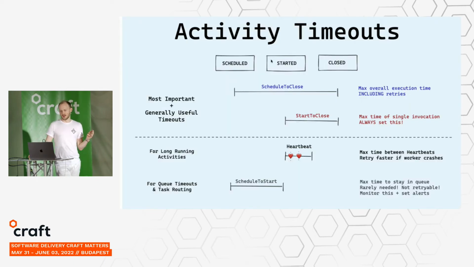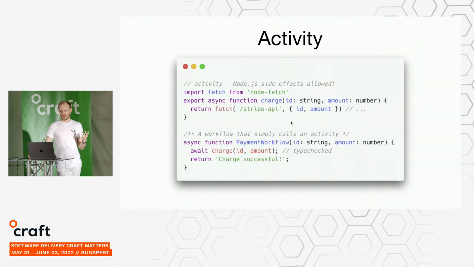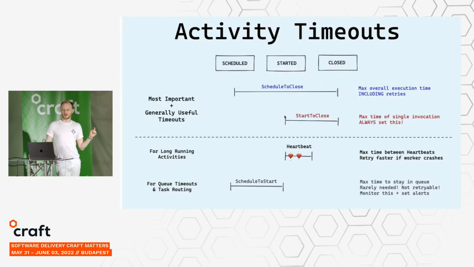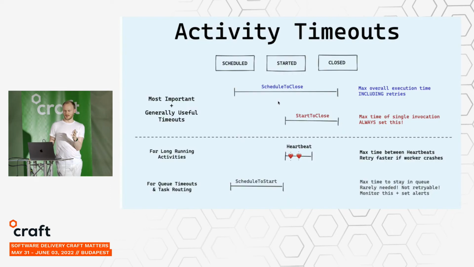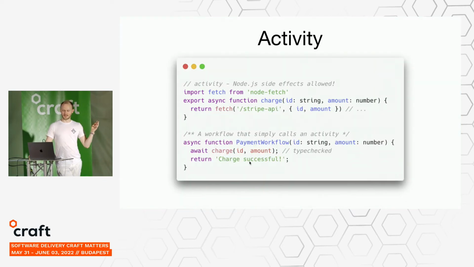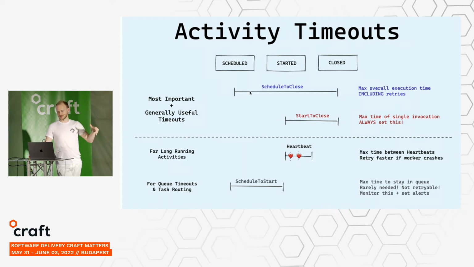Then it is started when a worker picks up an instance of that start activity command and executes this charge function. It might fail, in which case the cluster will put a new start activity command on the queue. Start to close is from the start of the execution of the charge function to the end. Schedule to close is from when this line is first hit, the charge line, to the end of all of the retries of the single charge function. So that's the difference between schedule to close and start to close.